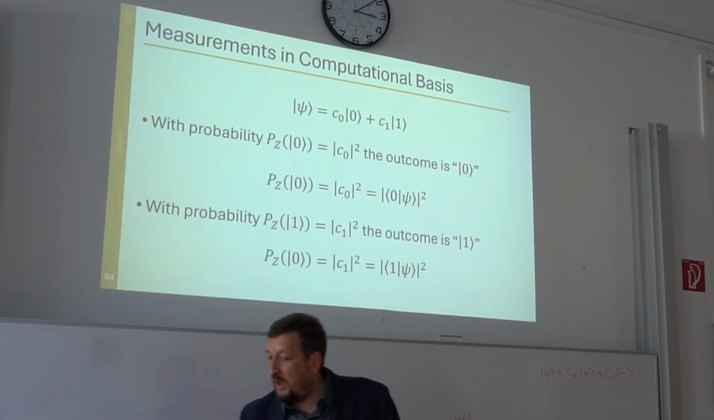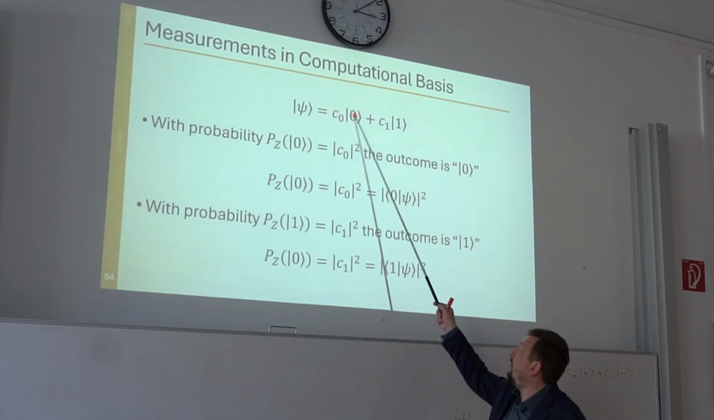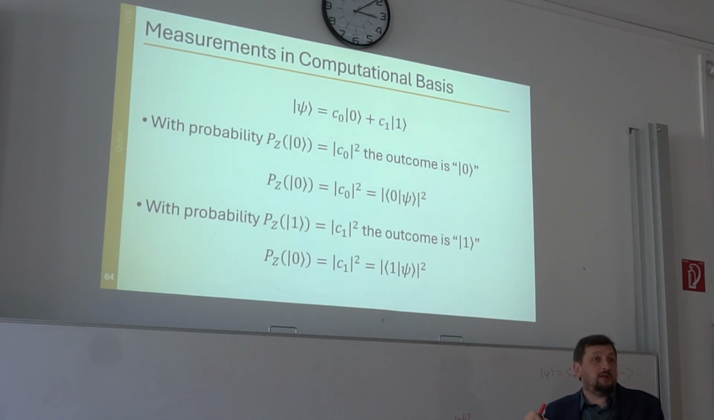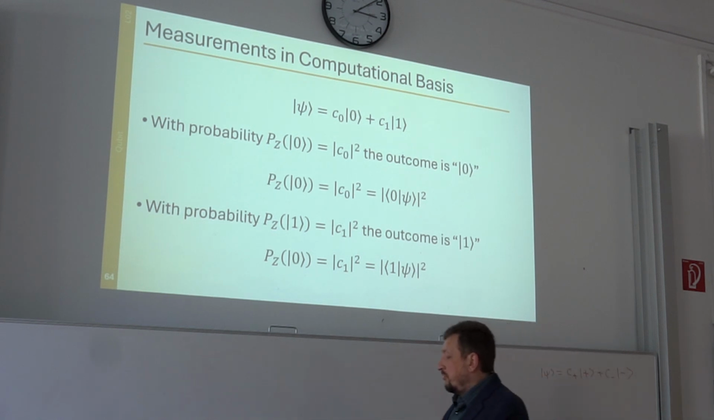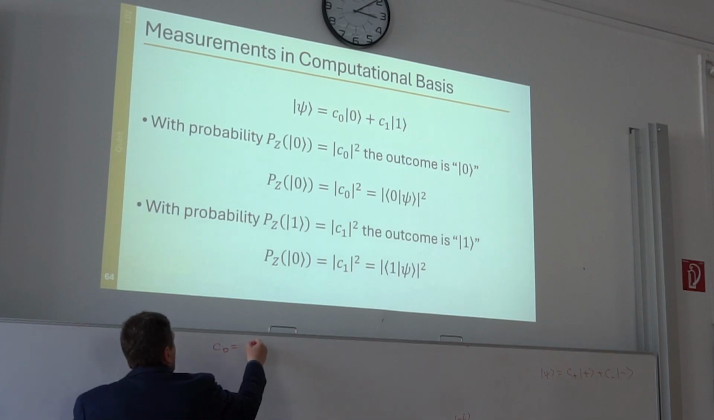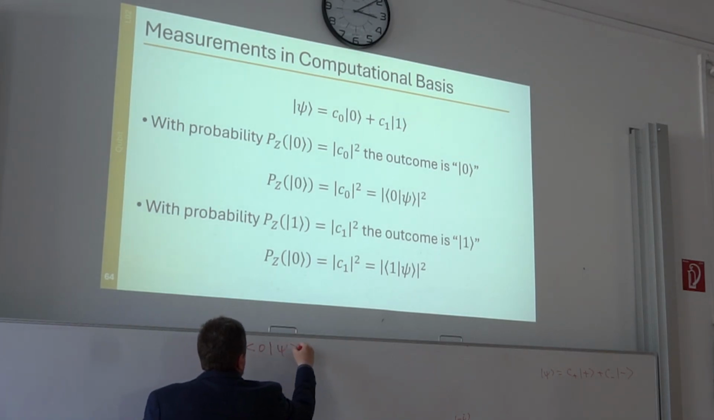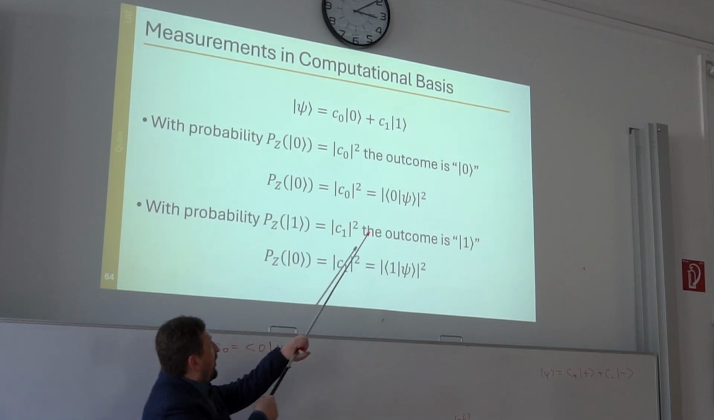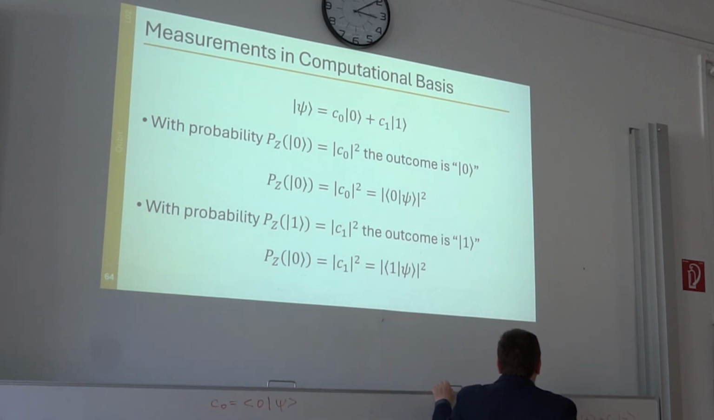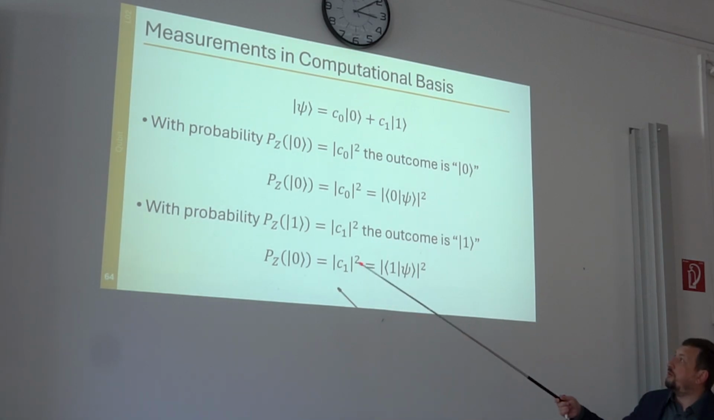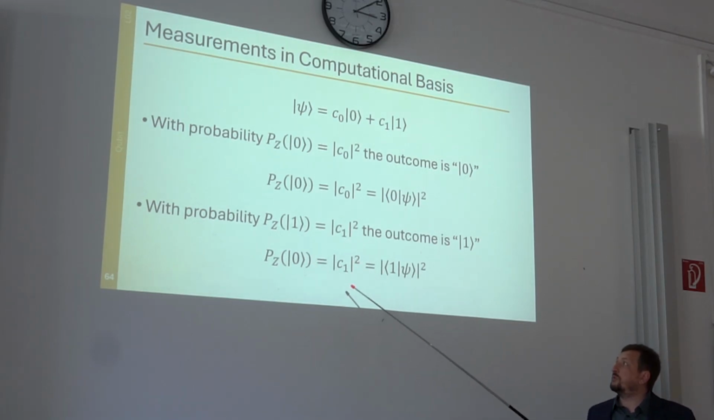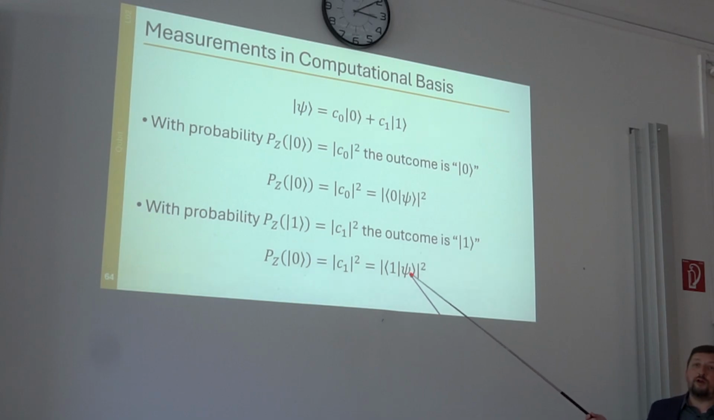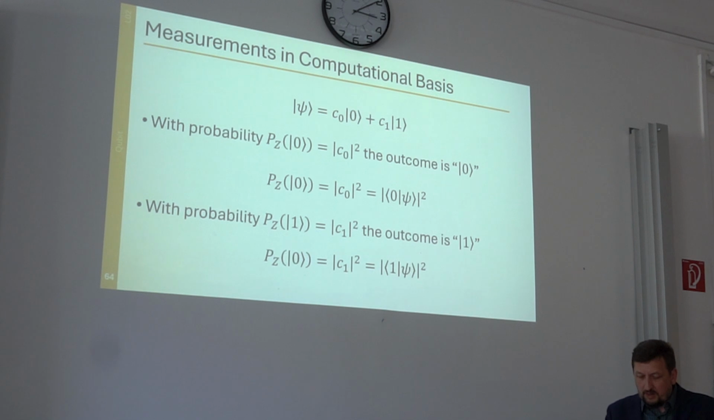So if we have a vector, and we need to take only one component of this vector, how do we do it? We take the scalar product. So this C0 can be found simply as the scalar product of 0 with state psi. And C0 squared is just this scalar product squared. Similarly, for the probability of observing state 1, it should be just the scalar product of 1 with psi and absolute value squared.